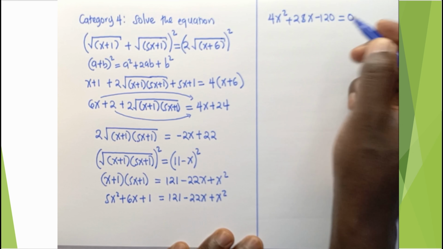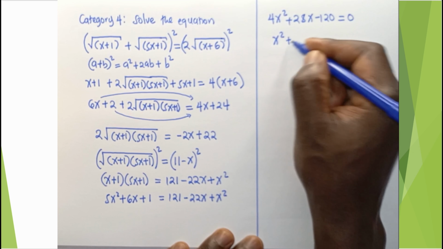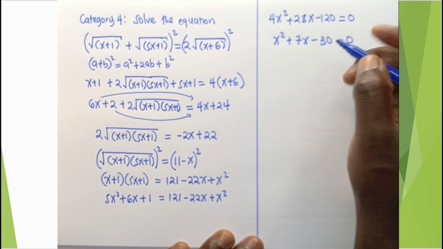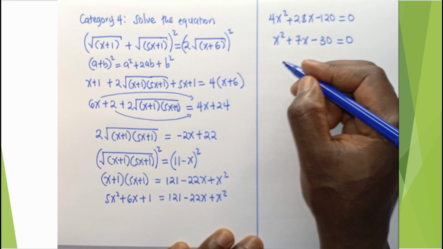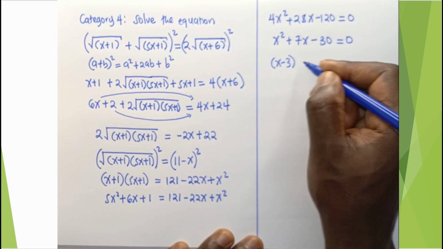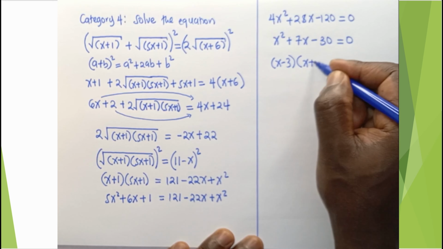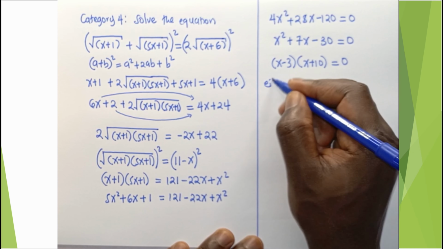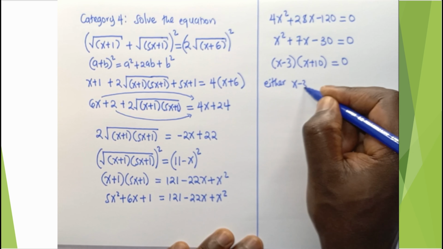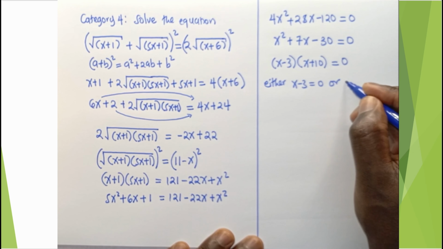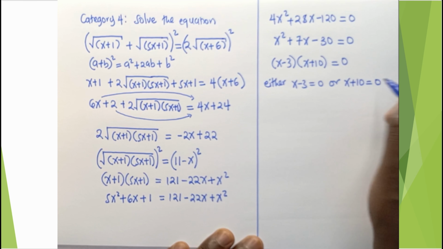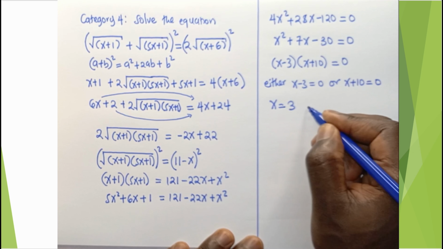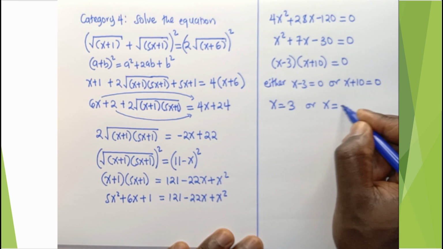Dividing throughout by 4, we shall end up having x squared plus 7x, then minus 30 is equal to 0. When you reach this point, it means you have defeated the number. Going ahead, we use any method to solve the quadratic equation, and here we use factorization. So we have (x minus 3) into (x plus 10) is equal to 0. So either x minus 3 is equal to 0 or x plus 10 is equal to 0. So we simplify: x is equal to 3 or x is equal to negative 10.